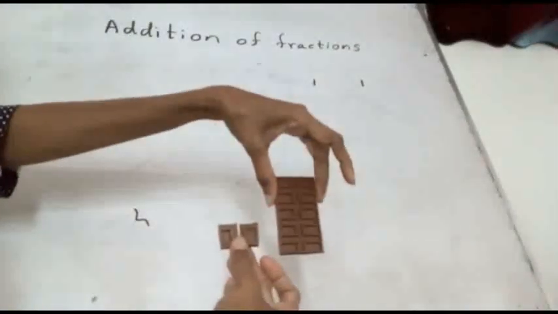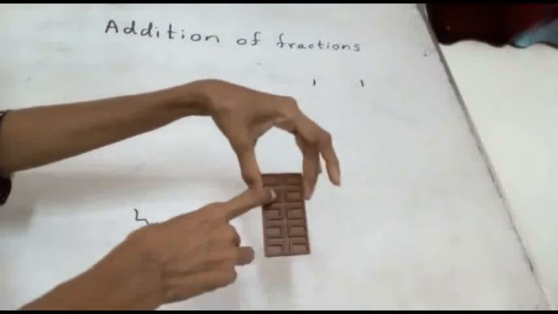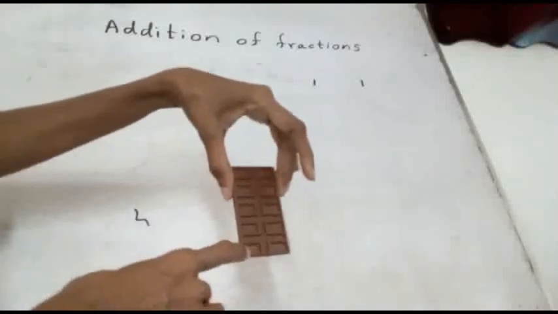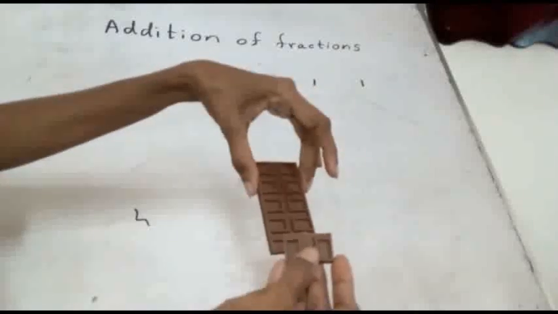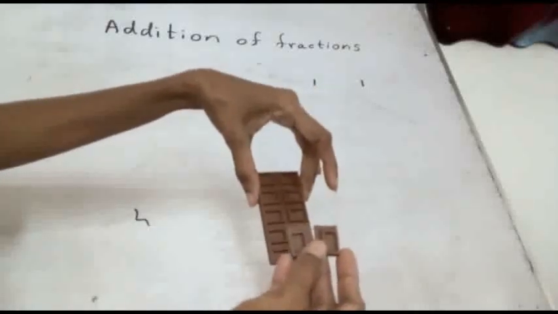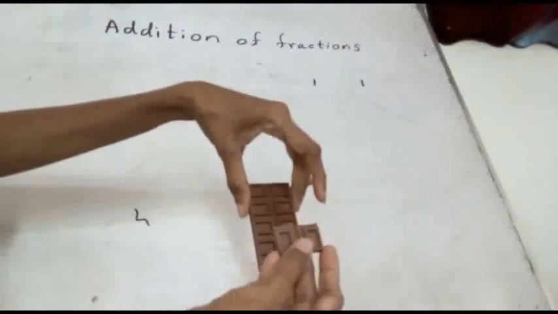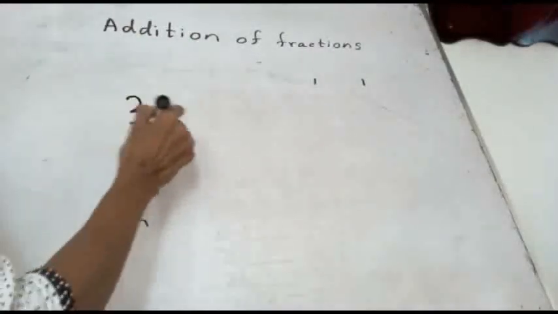This part is 2/10. 1, 2, 3, 4, 5, 6, 7, 8, 9, 10. This one part is 1/10 of a chocolate. This fraction is 2/10 of a chocolate.